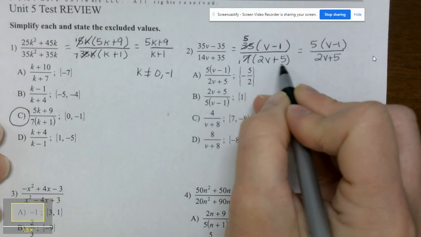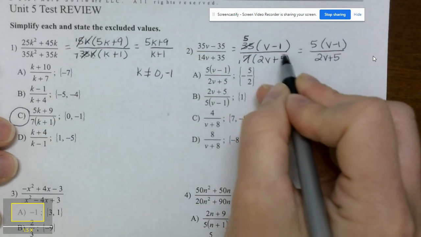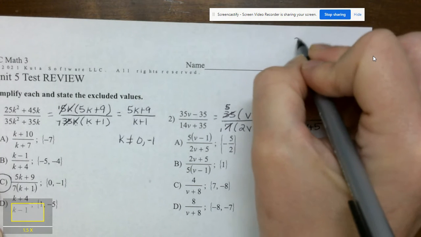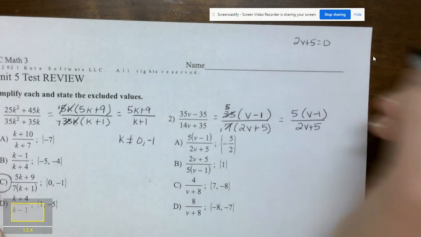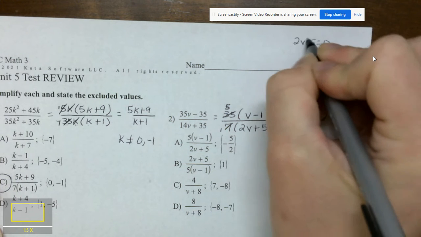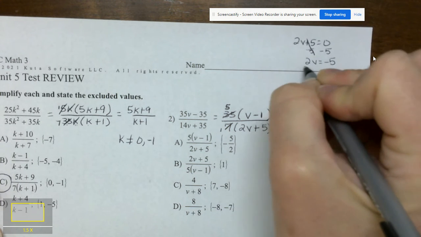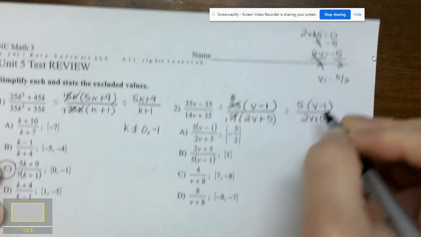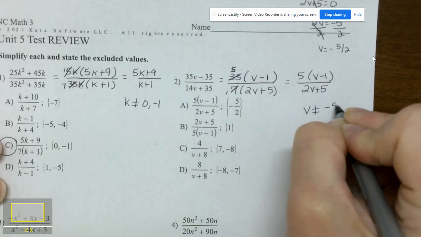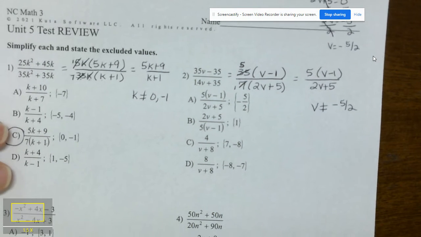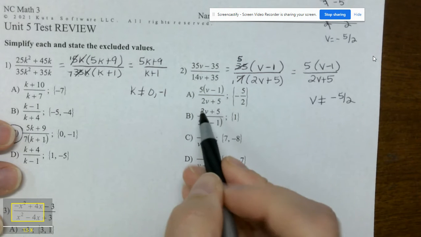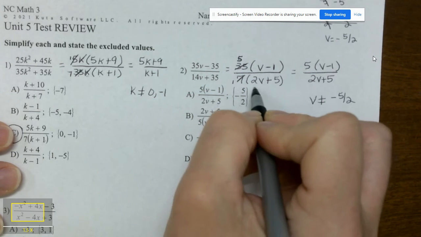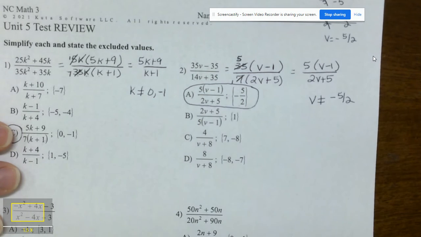Okay, what can v not be equal to? Remember, that is setting this equal to 0. So if you can't easily see that, come up to the side and say, okay, what makes 2v plus 5 equal to 0? Subtract your 5 and then divide by your 2. And that would give you v equals negative 5 halves. So we would say that v cannot equal negative 5 halves here. Okay, so we look for this answer. 5 times v minus 1 over 2v plus 5, and then v can't be negative 5 halves. So our answer is choice A.